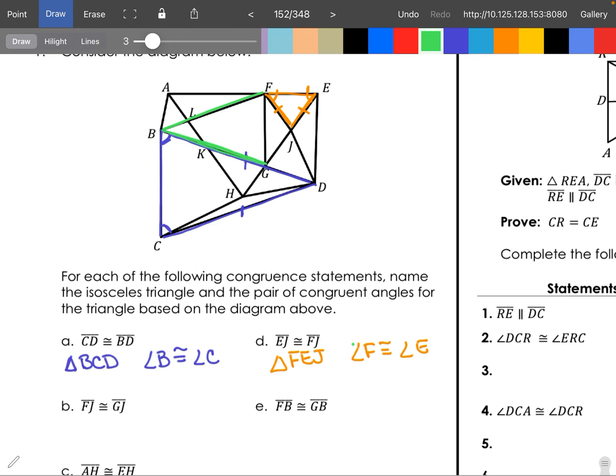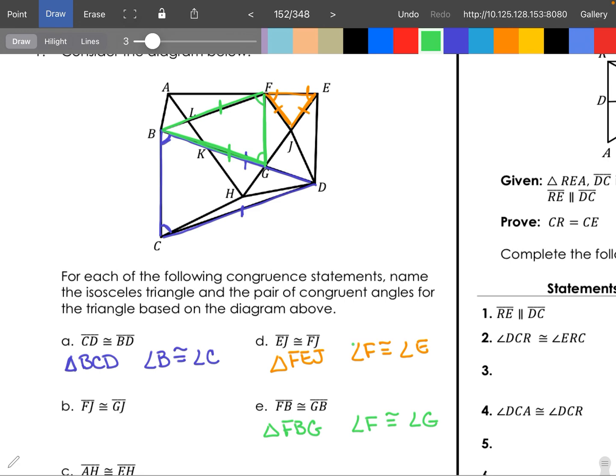I don't know how you could do this without colored pens. All right, so we've got this and we've got this. So that means that this is the base of our isosceles triangle. These are our base angles. If I were to name that triangle, I'm going to name it triangle FBG. My base angles that are congruent to each other: angle F is congruent to angle G.